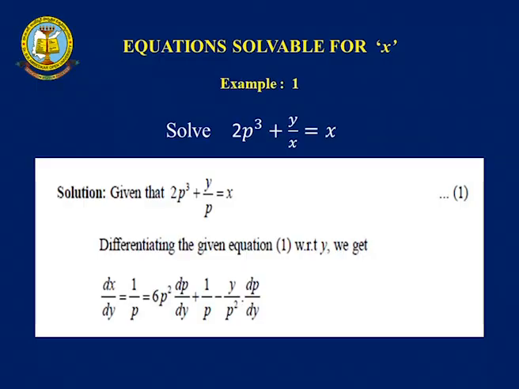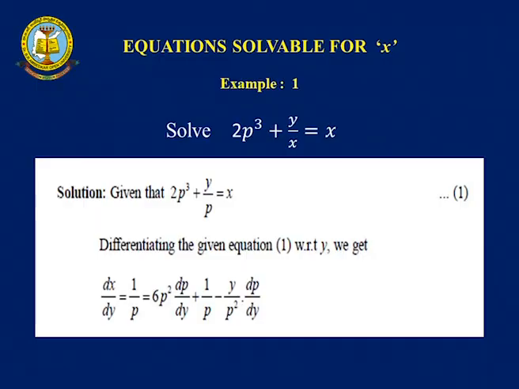So we have already finished solve for p and solve for y. Next we are going to discuss the equation solve for x. In the same way, the first problem is 2p cube plus y by x equal to x. In the equation solve for y we did differentiation with respect to x, but here we are solving for x, so we do the differentiation with respect to y.